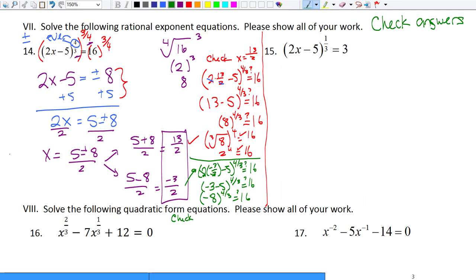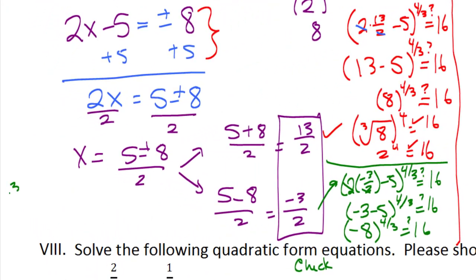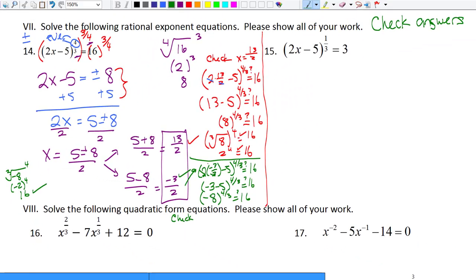So I'm going to swing over here and use some more space here. So the cube root of -8 is -2, and -2 to the 4th is positive 16. Yes, they both work, okay? So that was a lot of work just to check it, but you know, you're required to, so sorry about that. All right, the next one we have 1/3.